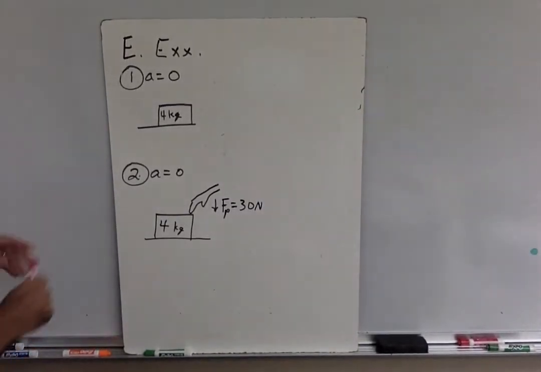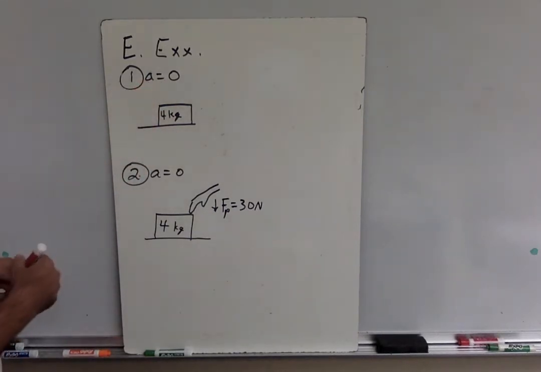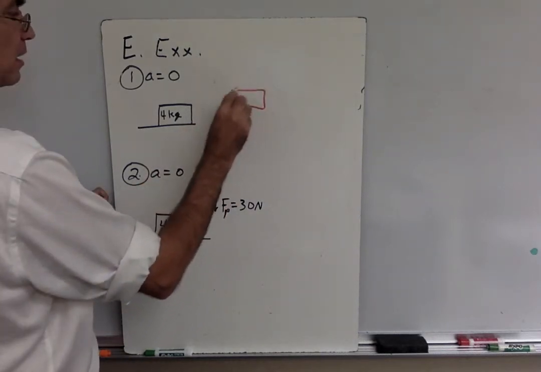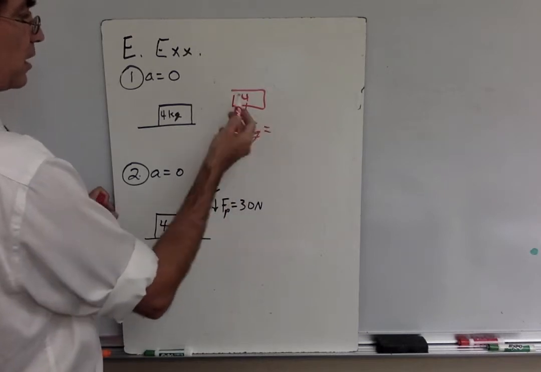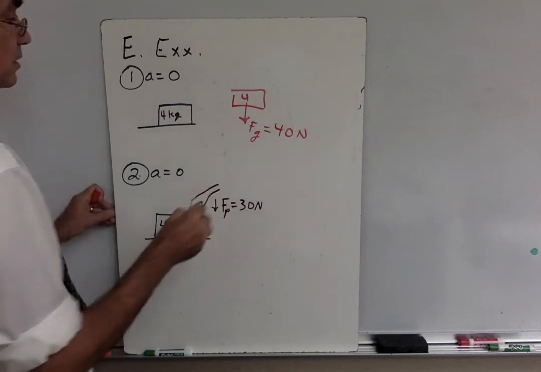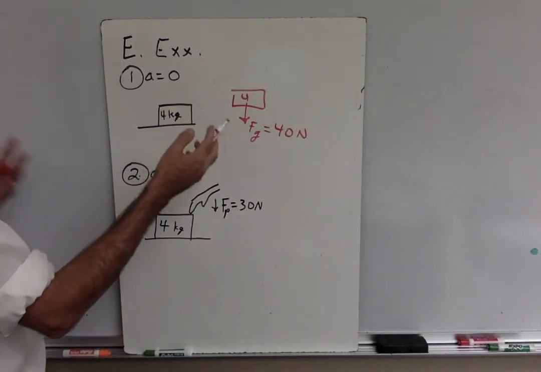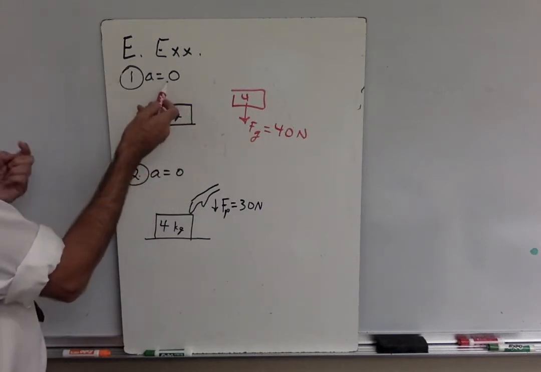Here's the first example, very simple: a 4 kilogram brick sitting still, acceleration equals 0, on a floor. Draw a force diagram for it. Gravity force points down. The default is it's on Earth, so you multiply the mass by 10 and you get 40 newtons. And now if that were the only force, Newton's second law would not balance. The equation would not work.